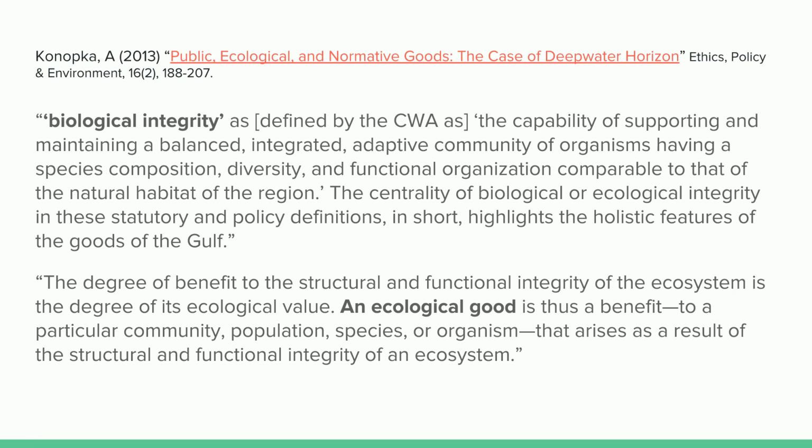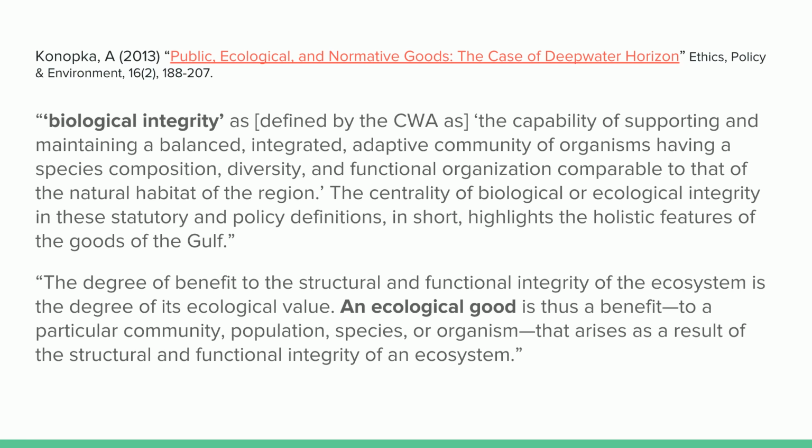So this is an issue of integrity, biological integrity, what Konopka calls an ecological good. The degree of benefit to the structure and functional integrity of the ecosystem is the degree of its ecological value. Therefore, an ecological good to a particular community, population, species, or organism is that which arises as a result of the structural and functional integrity of the ecosystem. So this is supposed to fit in with our conversation last time about integrity as a virtue. This is also supposed to help us anticipate the future.